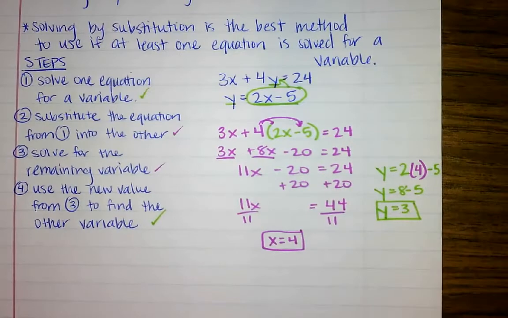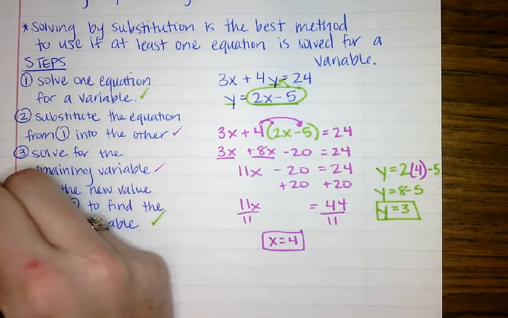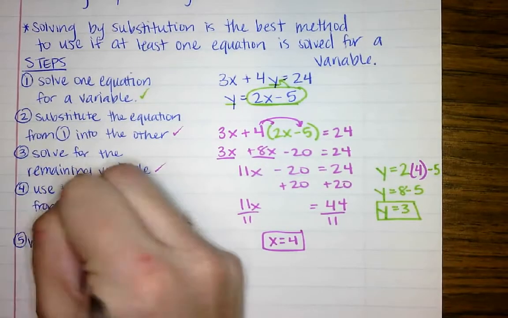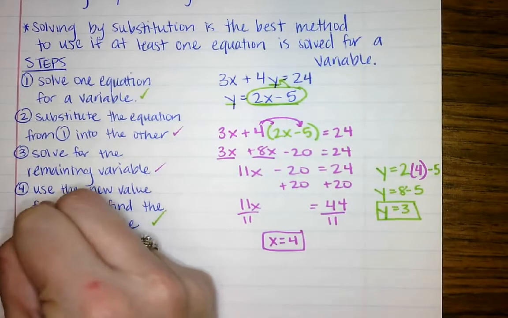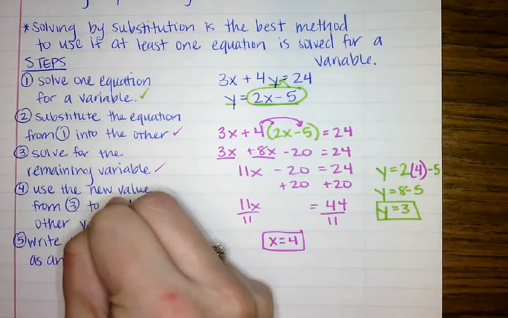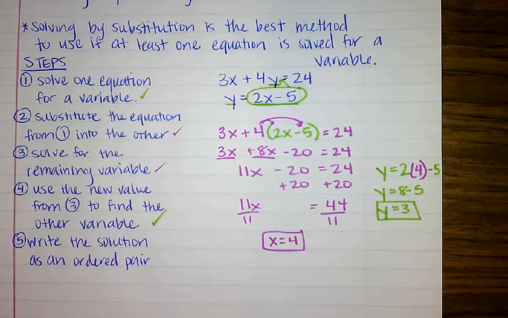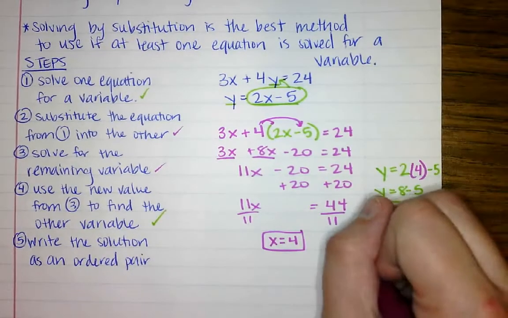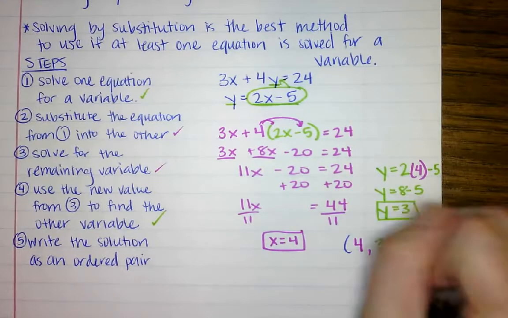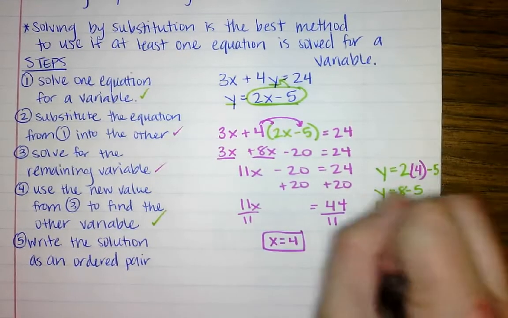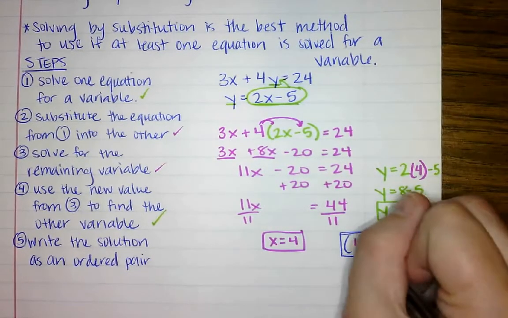And then last but not least, our step 5 is you just write the solution as an ordered pair. So in this case, my solution would be 4, 3. Are y'all comfortable with that? So I'm going to write it in my lovely little colors here. So it is 4, 3. That would be my solution.